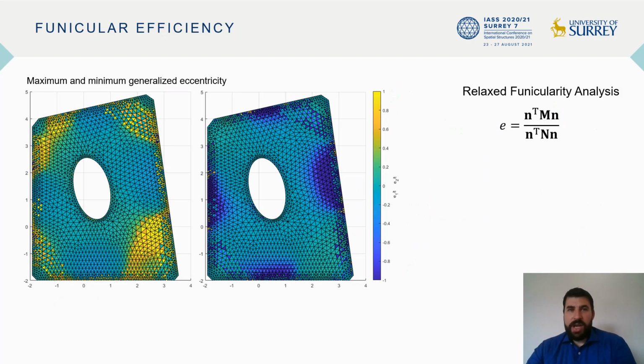Finally, here are proposed the results of a relaxed funicularity analysis of this shell. This contour plot shows how higher values of generalized eccentricity are determined within those regions where the minimum and maximum Cauchy stresses have been computed from the previous analysis. This analysis shows both the feasibility of the proposed form-finding procedures and the capability of the relaxed funicularity to highlight critical points of the distribution of bending moments within the form-found shell structure.